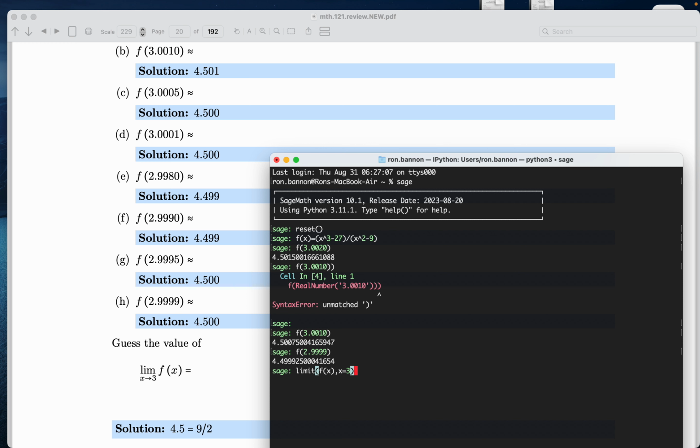And by the way, I'm expecting that Sage is able to do the problem. Now, certainly, what does it say? It says 9 over 2. By the way, our predictions from the table is also 9 over 2, but Sage actually did the limit for me. Thank you.